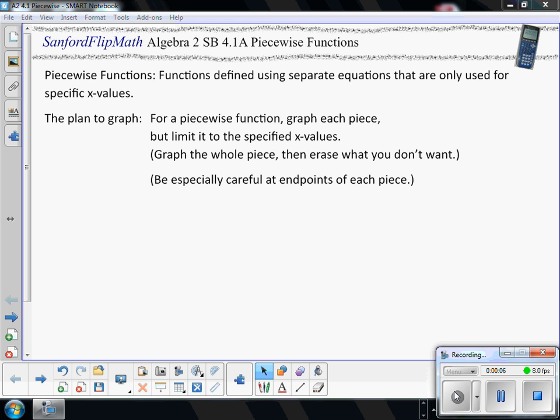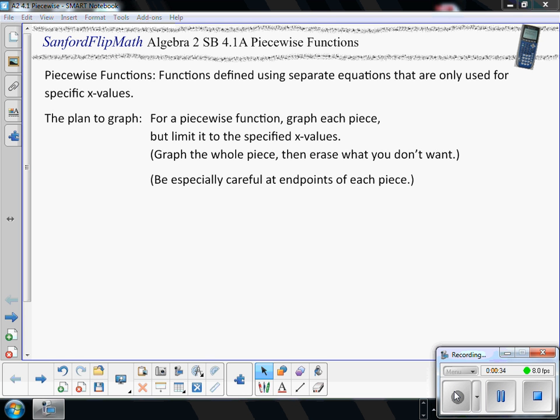We are following the Springboard curriculum for Algebra 2, doing a little work on section 4.1, which is piecewise functions. And let's get right to it. Piecewise functions, as it says, are functions defined using separate equations that are only used for specific x values. So I just want to mention a couple of things, and then we'll get right into graphing, because our goal is to know how to graph a piecewise function.